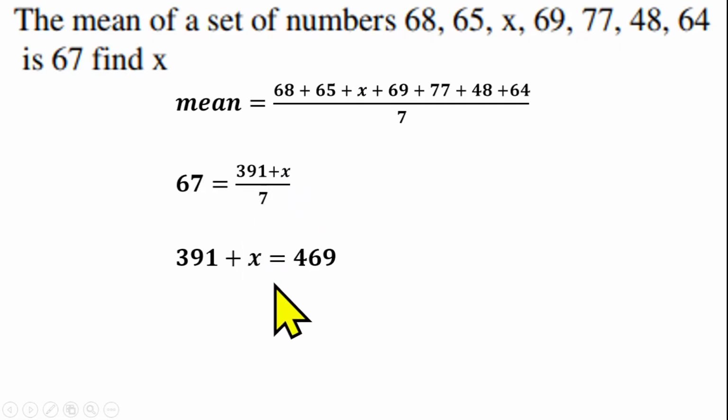If you cross multiply, we'll be having 391 + x equals 67 times 7, which will give us 469. Then from there, collect terms, x will be 469 minus 391, and that will give us x to be 78. So the value of x is 78 there.